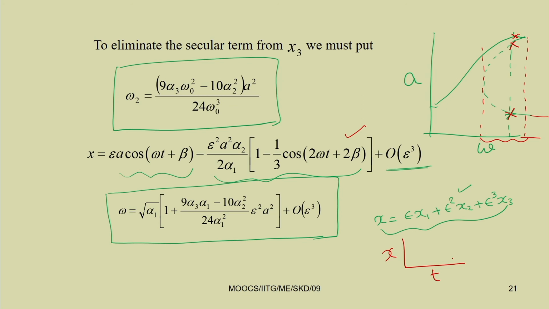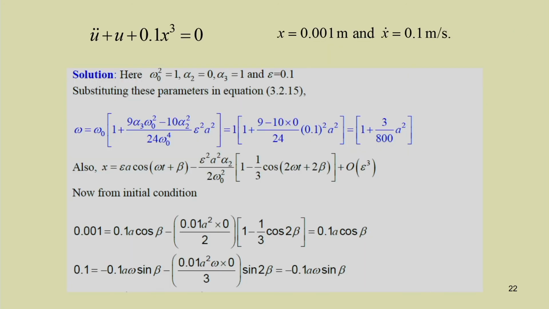For example, for a particular value of omega, let this be the value of A. From this curve, by plotting this time response and this frequency response, you can compare the results. You just check whether for this value of omega you are getting this value of A or not. So, let us take one example.